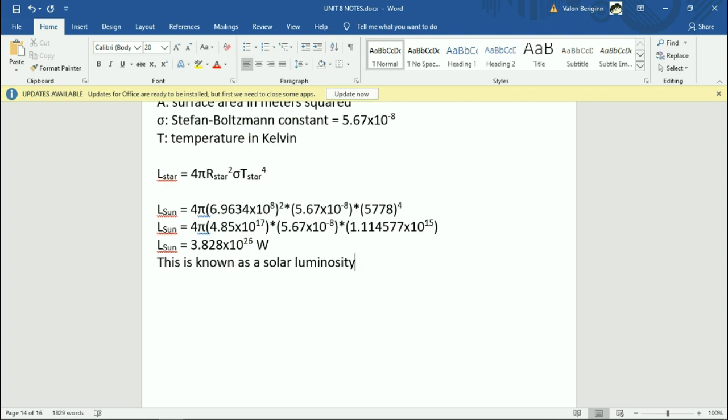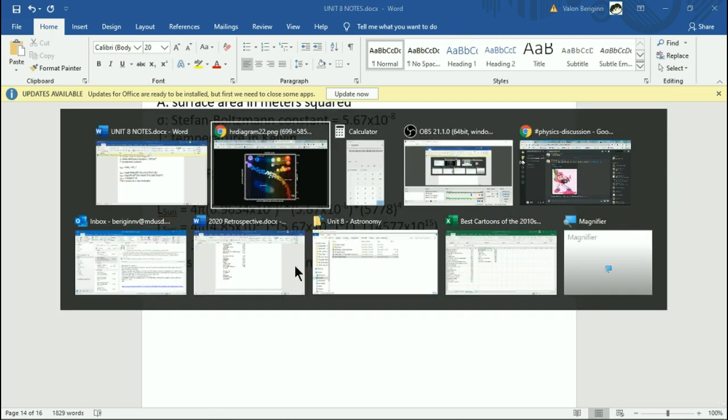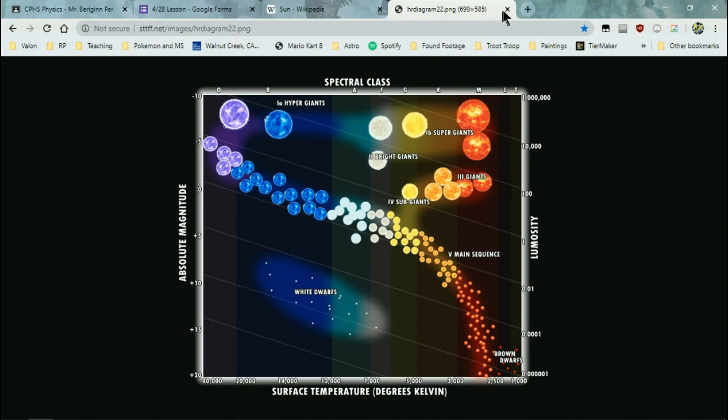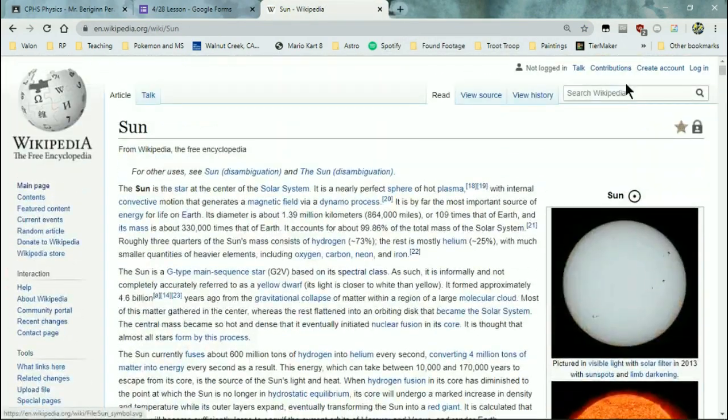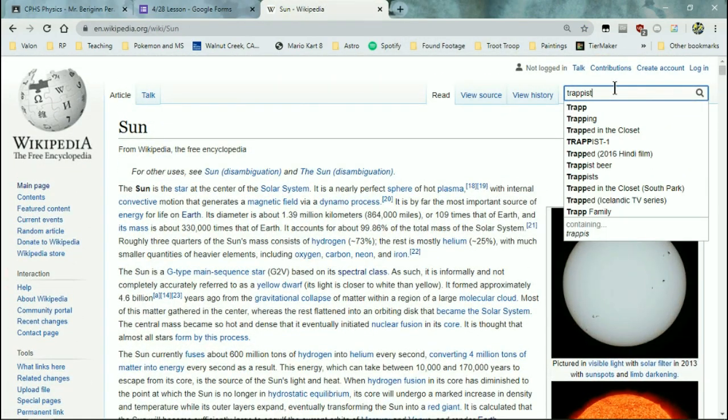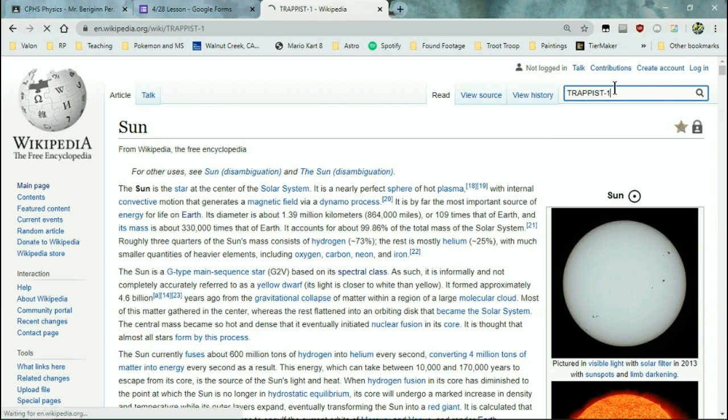All right, so for example, if you remember in the HR diagram assignment, one of the stars, the really small one, was TRAPPIST-1. TRAPPIST-1, if we look this up, here.